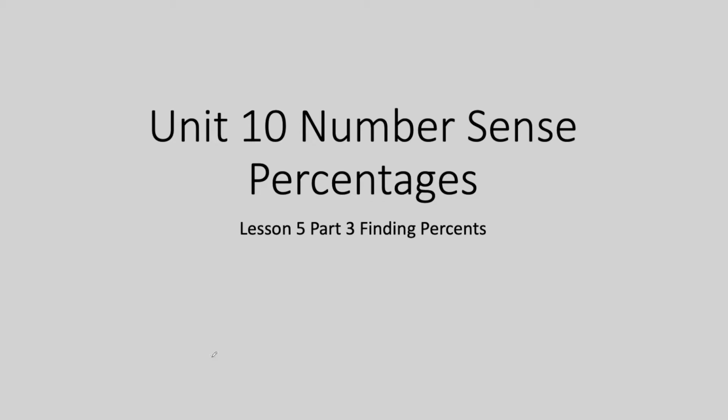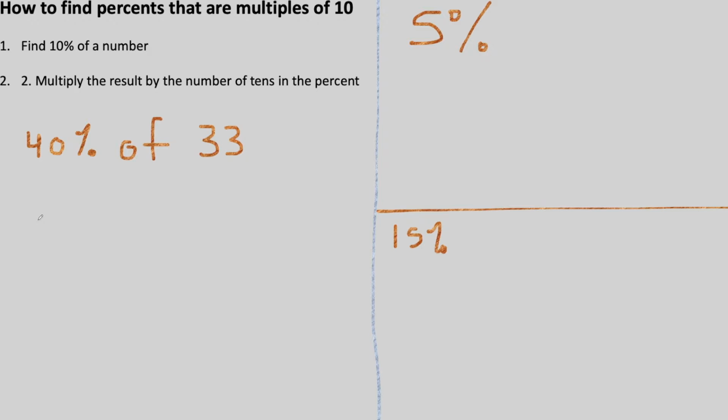All right, we're finding percents and we're on part 3. The first thing I'm going to do, if I have a percentage that is a multiple of 10, is find 10% of that number. So I'm going to find 10% of 33. What that is, is basically multiplying by 1/10, so I am moving the decimal place one place to the left, and that is going to be 3.3.